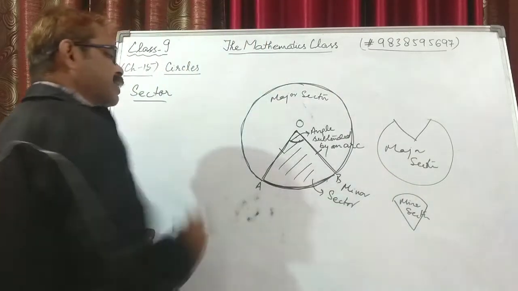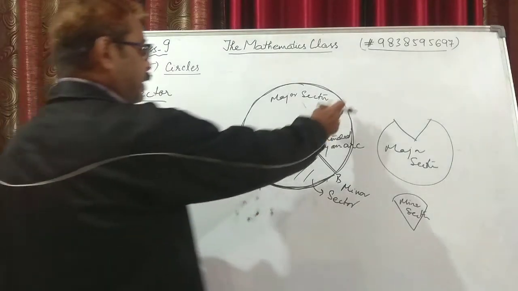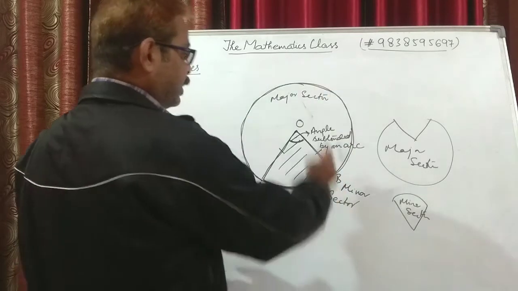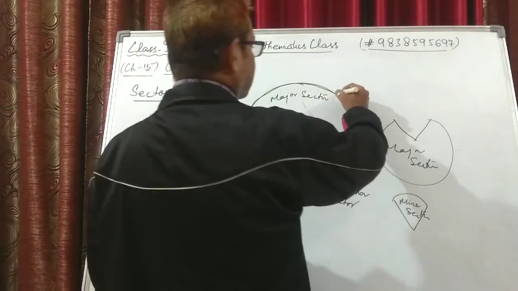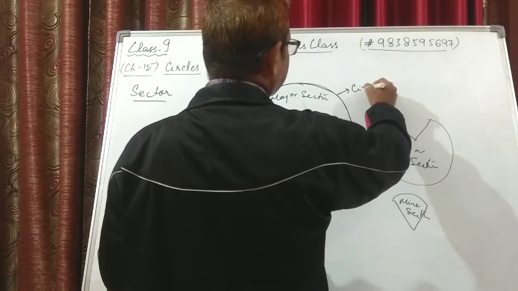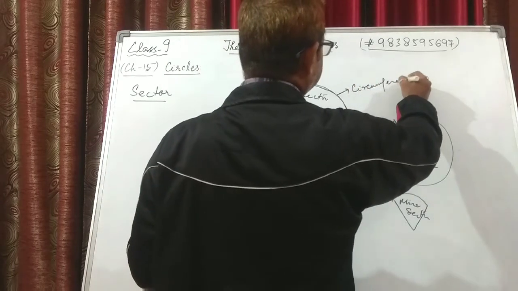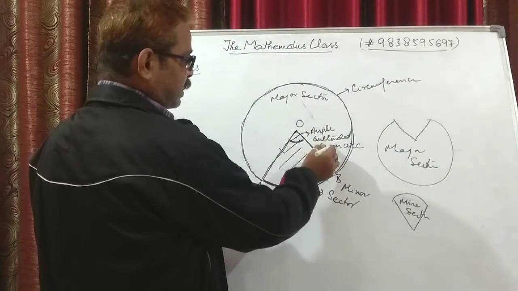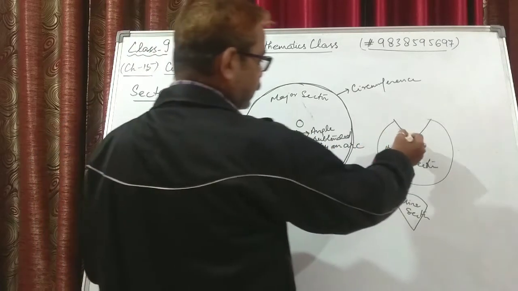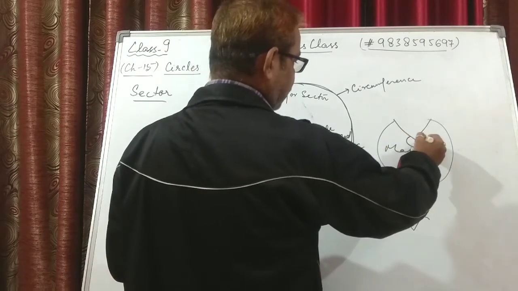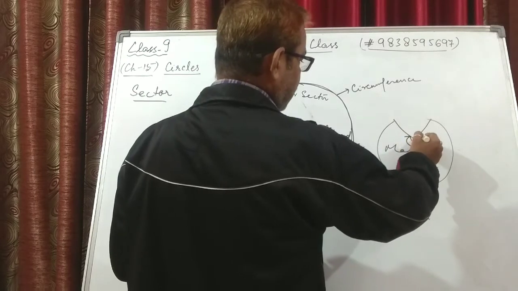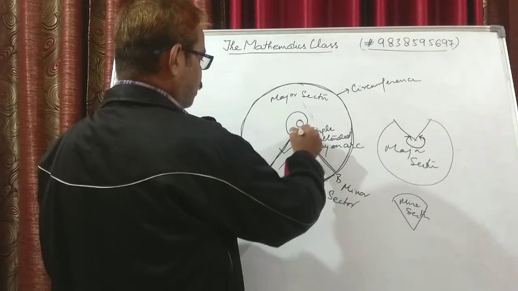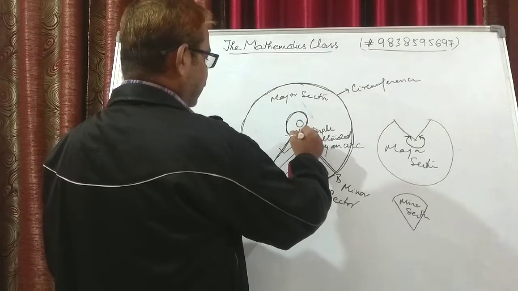And the complete arc is known as the circumference. This complete arc, if we go from B to A and again B, is known as the circumference. This angle made at the center is the angle subtended by an arc, or in the major sector, this angle is also the angle subtended.